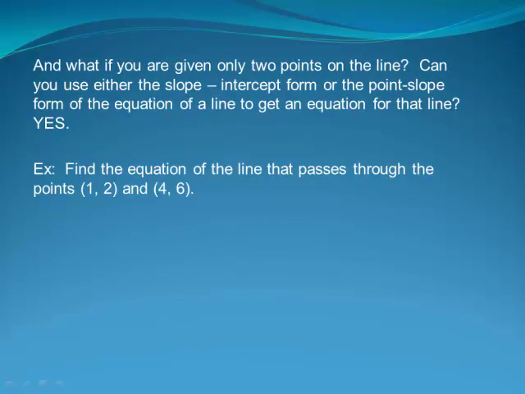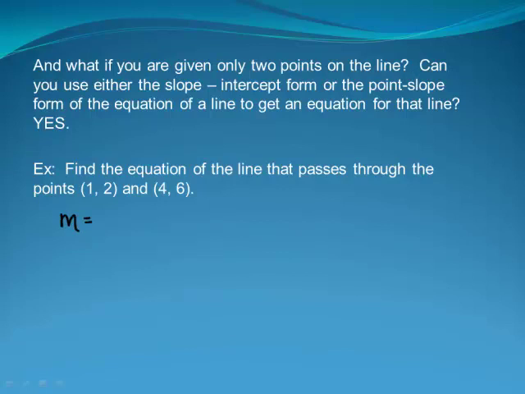And what if you were given only 2 points on the line? Can you use either the slope-intercept form or the point-slope form that we just talked about of the equation of a line to get an equation for that line? And the answer to that is yes. And since we are introducing the point-slope form, that's the form I'm going to choose to use to get the equation. So in order to use either form, you do need to know the slope.